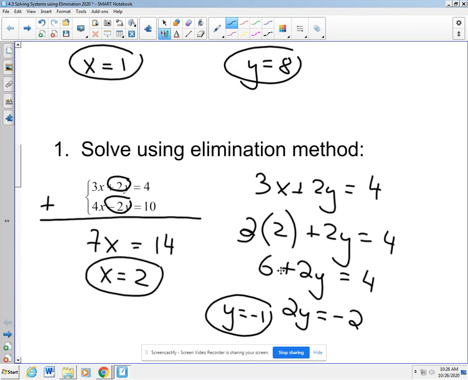So your final answer should be written as an ordered pair, x comma y. So you should write 2, -1. So what does this mean? If you graph both equations, they will intersect at 2, -1, which is somewhere in the 4th quadrant.